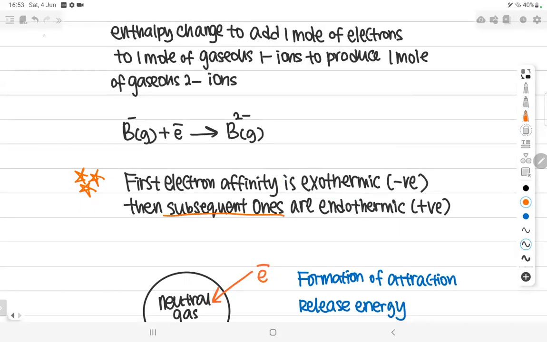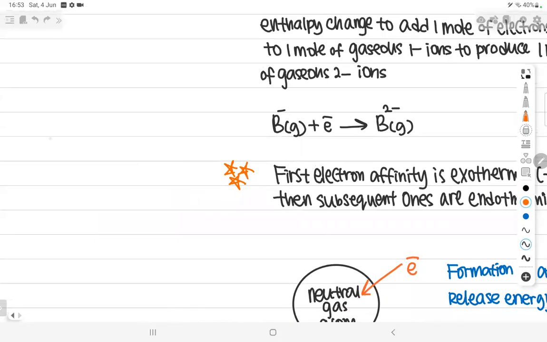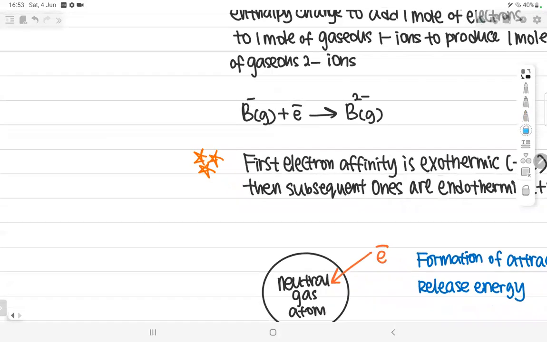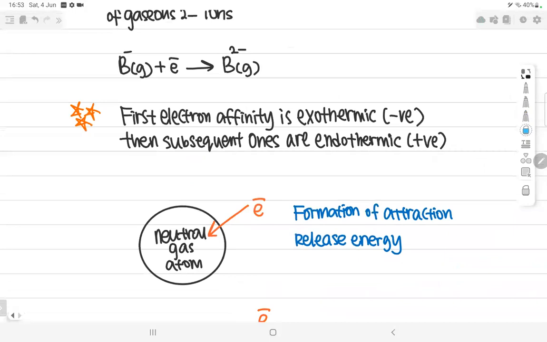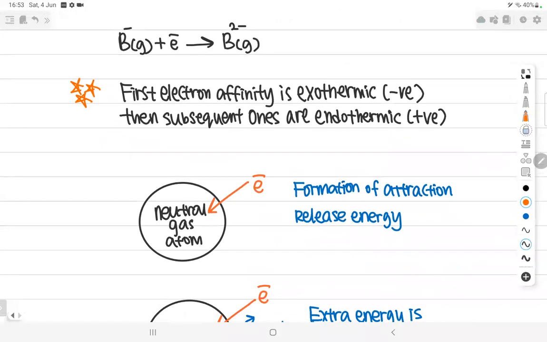Then the subsequent one means what? Second electron affinity, third electron affinity, fourth electron affinity, and so on. They are endothermic. Okay, so the idea is this. Only the first electron affinity is exothermic. All the subsequent ones, second, third, fourth, and so on, will be positive. Okay, so this is a very popular question in exam. You must know why the first electron affinity is negative and the subsequent ones will be positive. So let's start with this. So let me explain to you guys why the first electron affinity has to be negative.